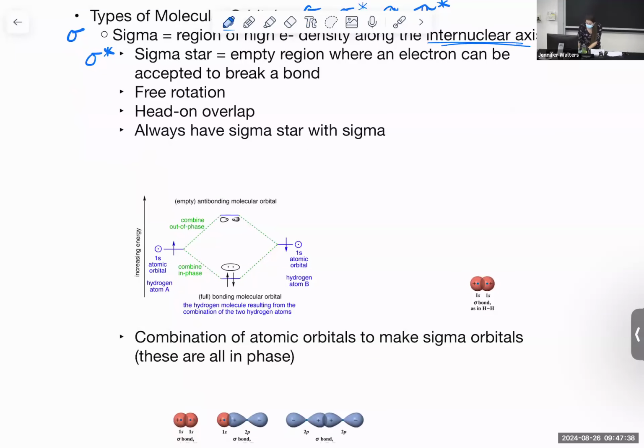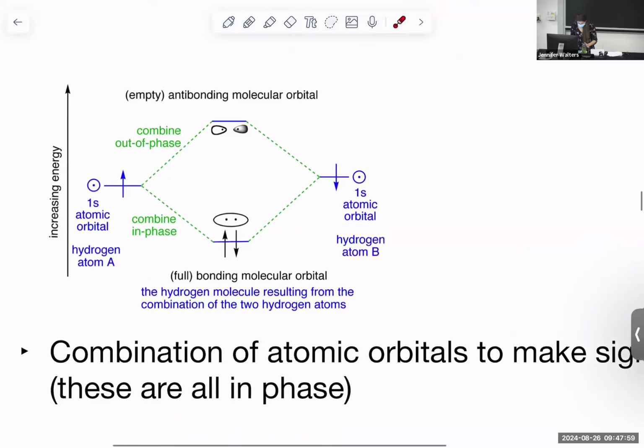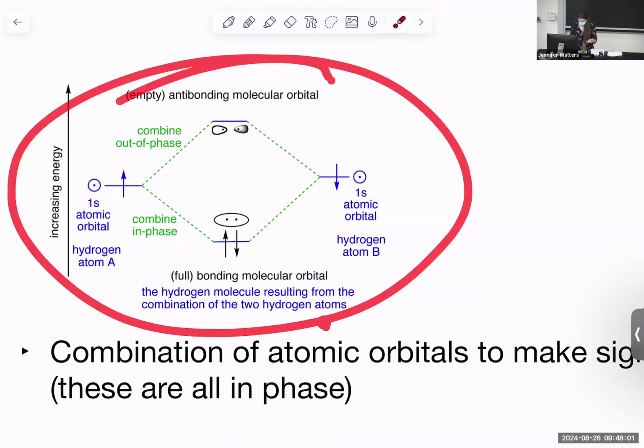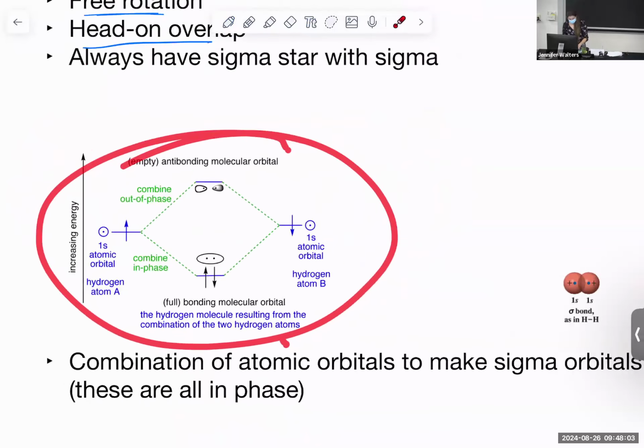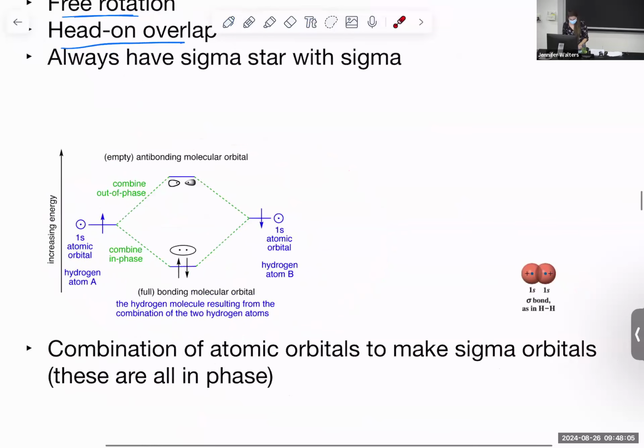It will have free rotation around that bond because it is head-on overlap. So because they're pointing right at each other, they're going to be able to spin freely. And you must always have a sigma star with a sigma. They always exist simultaneously on top of each other. So this is just another representation of that same diagram that we just had. I just think it's pretty, so that's why I include it.